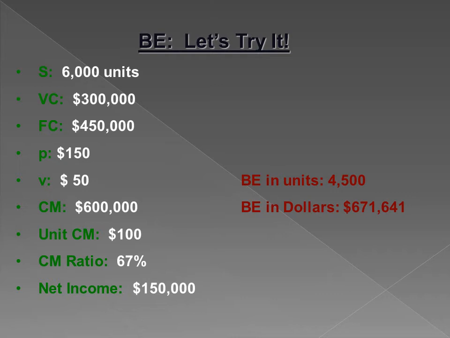Then, in order to get the break-even in dollars, you take the same fixed cost number and divide it by the contribution margin ratio here. And it gives you this number. Total units and total dollars needed in order to break even.